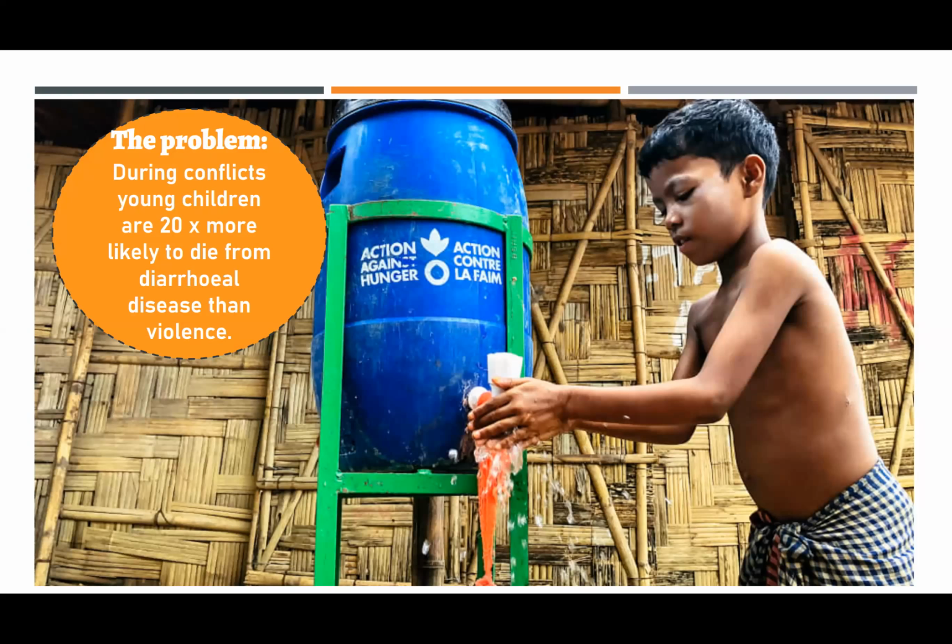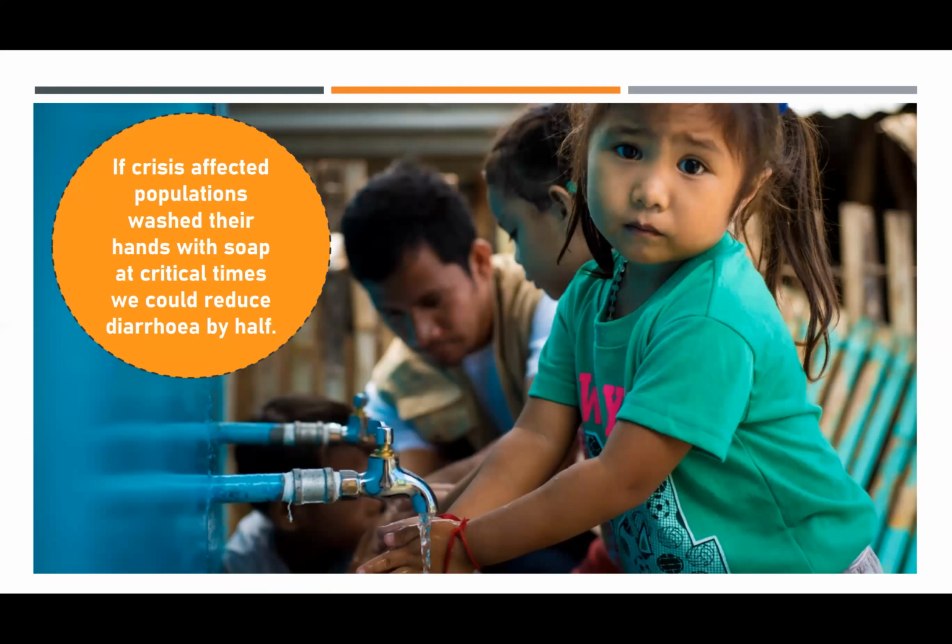Of course, this effect is even more pronounced among children under the age of 5. So you may have seen this recent fact from the Water Under Fire report that found that in conflicts, children in this age group were 20 times more likely to die from diarrhea than from violence itself related to conflict. And as WASH professionals, I'm sure that you all know that hand washing really remains our best defense in curbing the spread of disease.